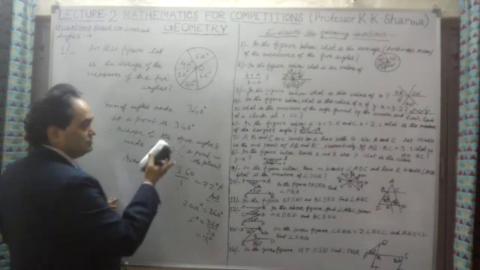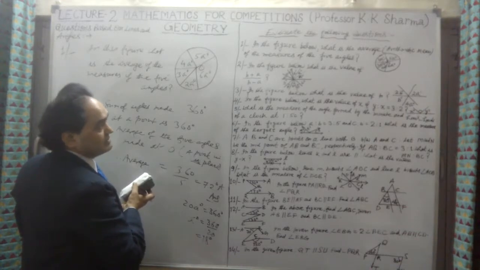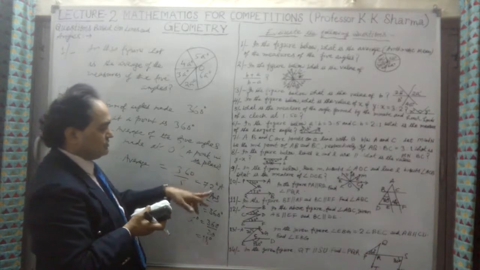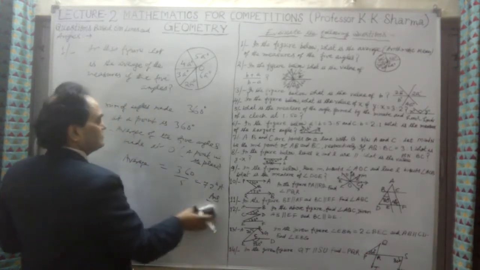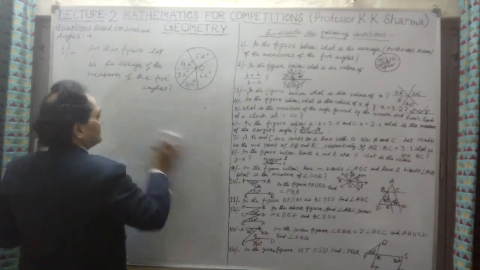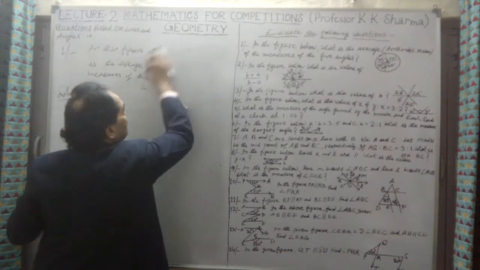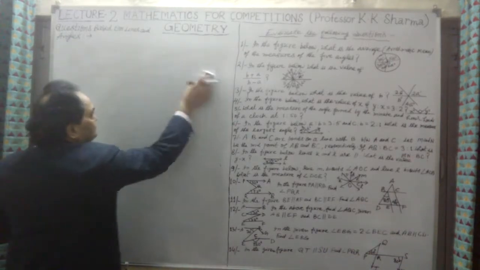Okay, arithmetic mean of that is the arithmetic mean. What is the arithmetic mean or average of the measures of these five angles? 72 degree. This is the answer. Okay, so we are not to find out A degree and that and this. This simple answer is okay. Question number 1, very important question. Let me talk about question number 2.